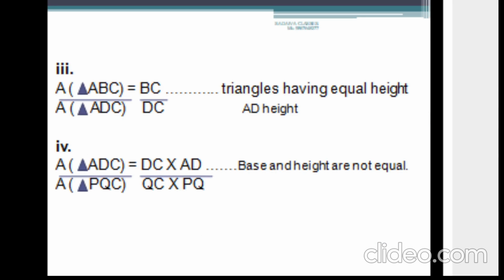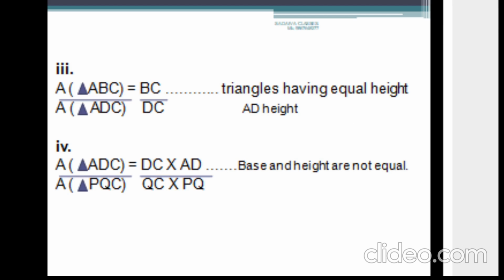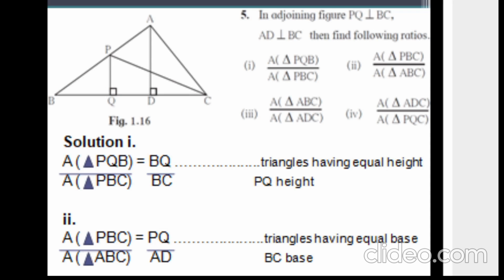Next, you are asked the ratio of triangle ABC and triangle ADC, which is equal to BC upon DC, because the triangles have equal height; AD is the height here. For ABC and ADC, the height AD is equal, so the ratio of the areas of these two triangles is equal to the ratio of their bases. The bases are BC and DC. Finally, you are asked the ratio of the area of triangle ADC and the area of triangle PQC.